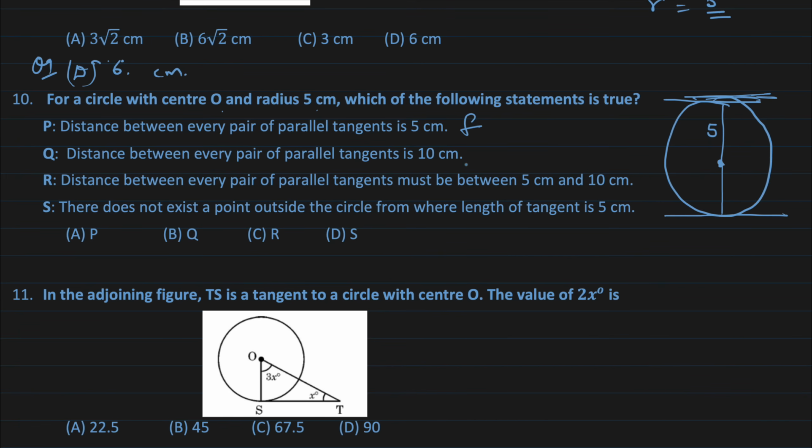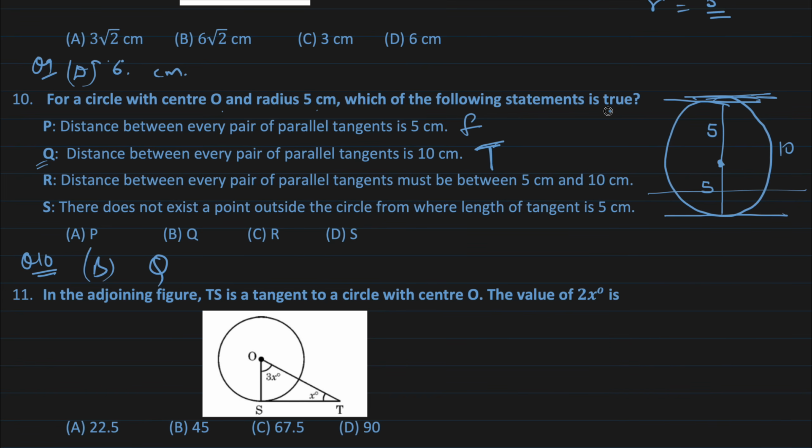Distance between every pair of parallel tangents is 10. So that comes out to be true, because 5 plus 5 is 10. Distance between every pair of parallel tangents must be between 5 and 10. How can it be? Because then the tangent will come inside, right? There doesn't exist a point outside the circle from where length of tangent is 5. So I think this is the true option over here. Okay, we came to know that Q is the correct part, but read others also. So question number 10, option number B is correct, right?